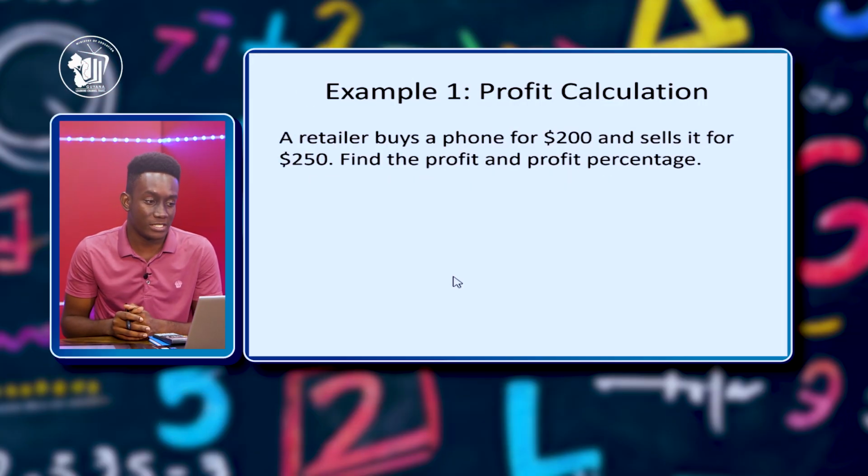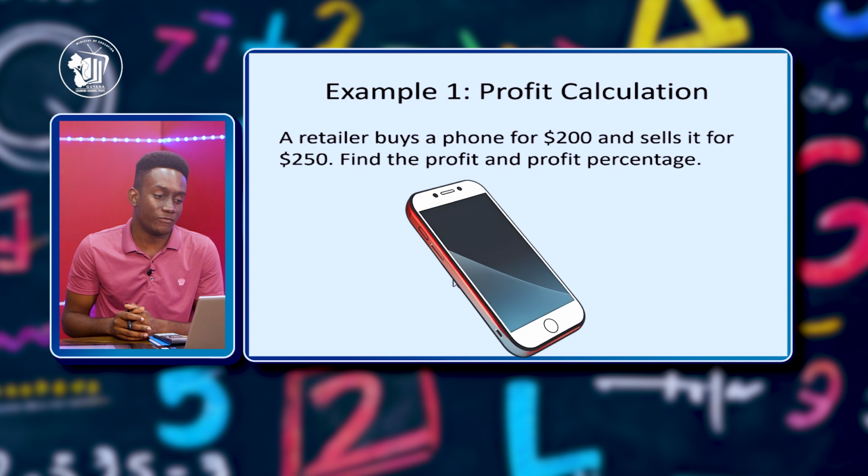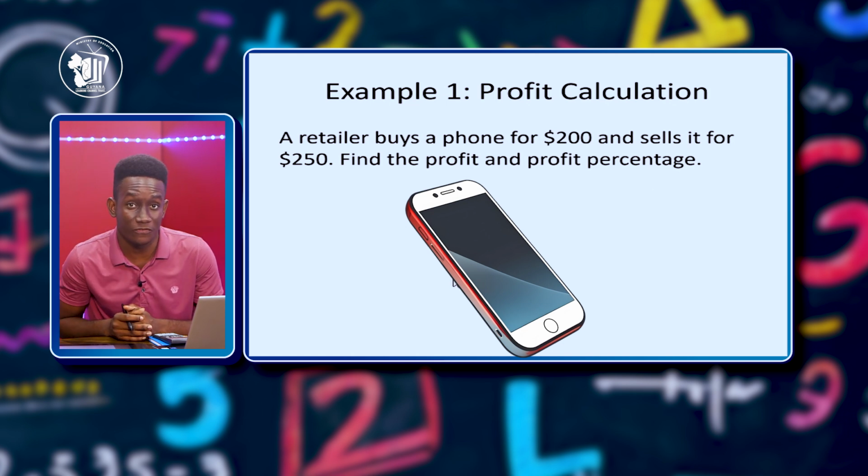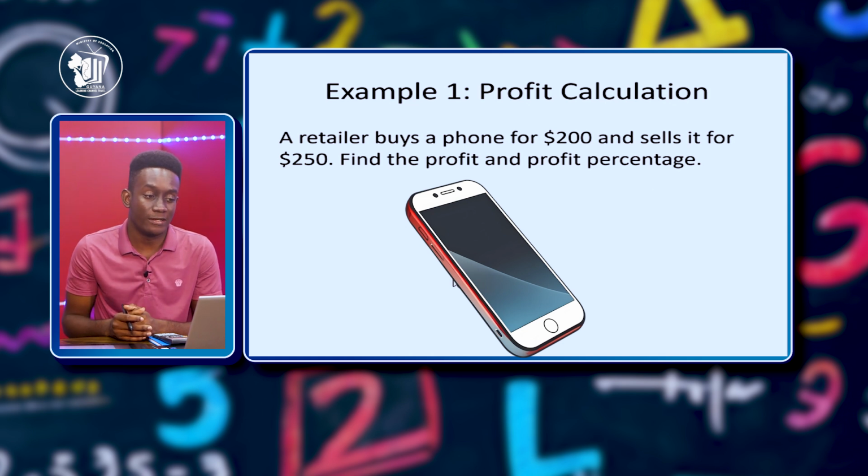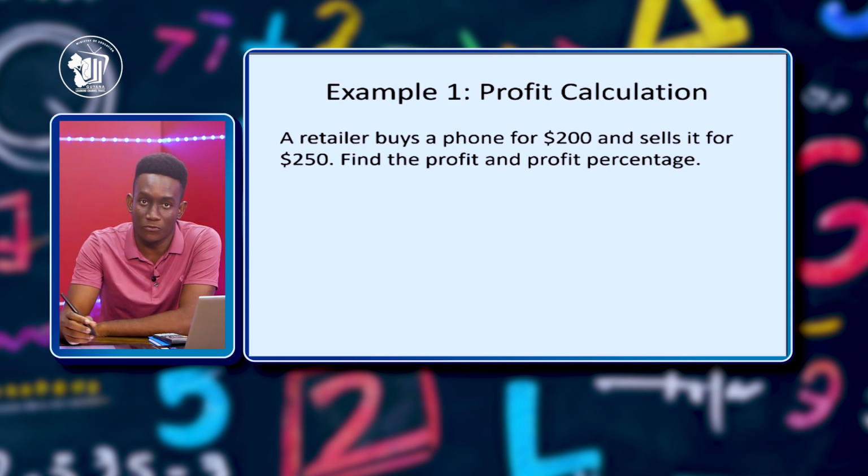This example says, a retailer buys a phone for $200 and sells it for $250. Find the profit and profit percentage. So first things first, let's find the profit. The profit is basically the selling price minus the cost price.